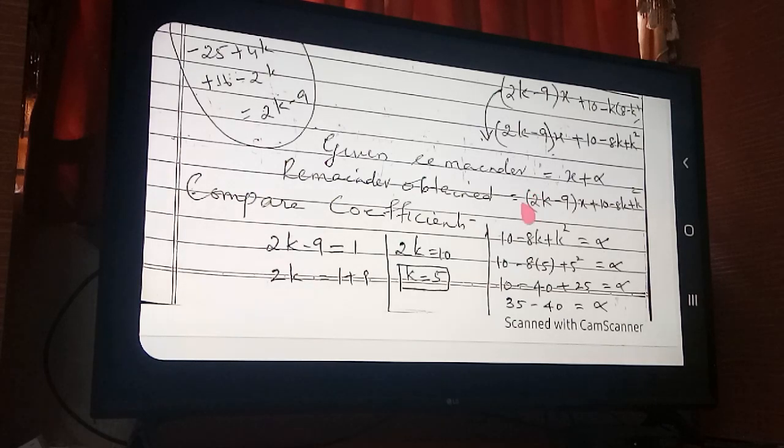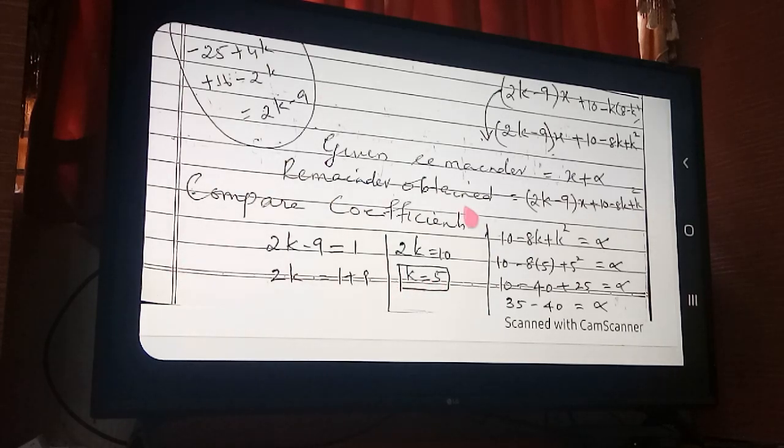The coefficients must come the same. So 2k minus 9 is equal to what will come? 1. So 2k is equal to this, minus 9 going this side plus 9. So 2k is equal to how much? 10. Therefore, what is the value of k? k is equal to 10 by 2, that is equal to 5. Okay, you got the value of k, 5.